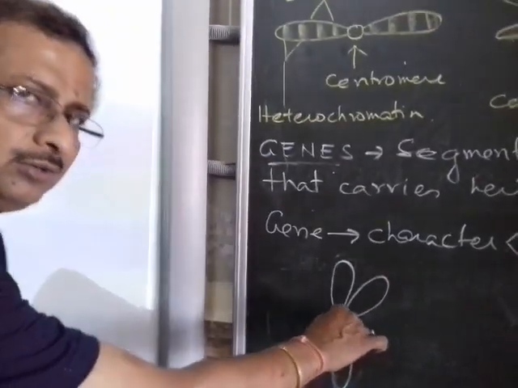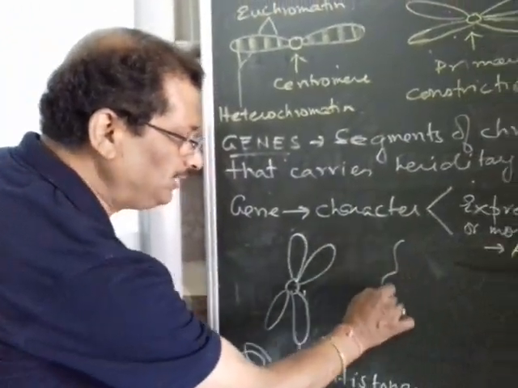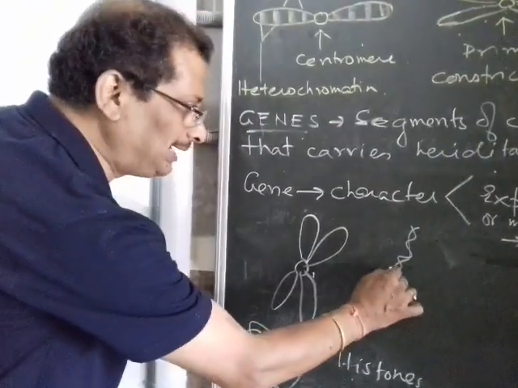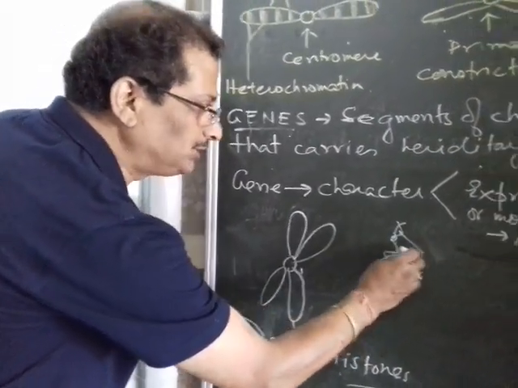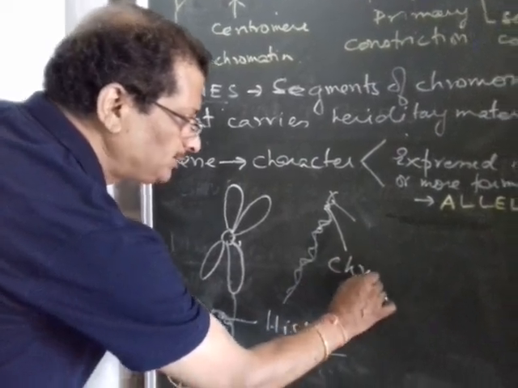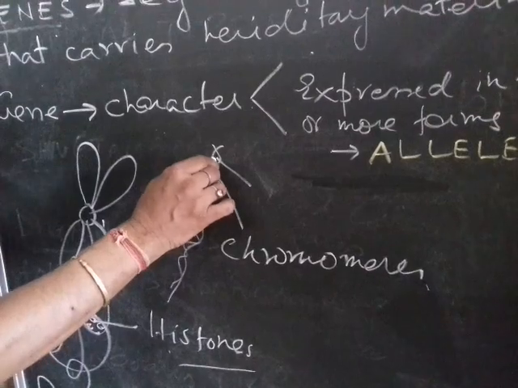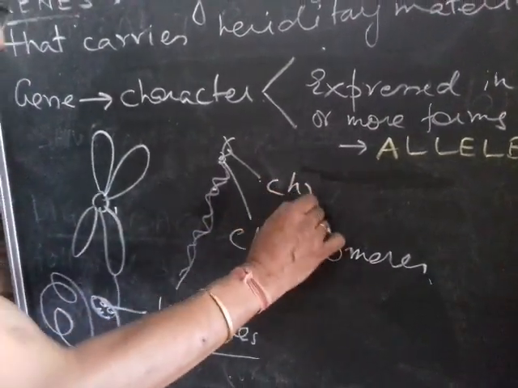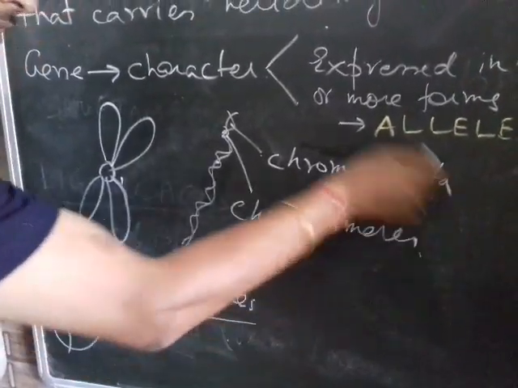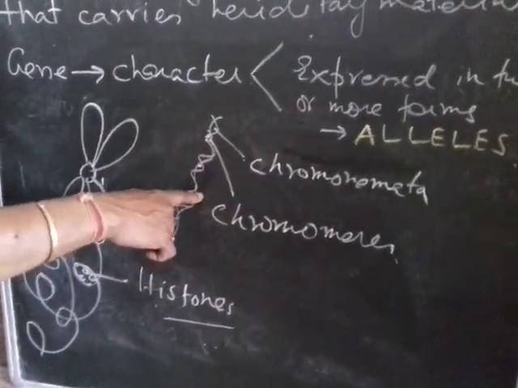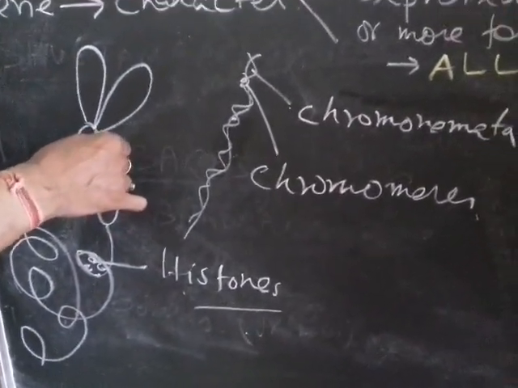But the chromosome is not always as thick. Sometimes the chromosomes are also found in the form of fine thread-like structures like this and beaded structures. These beaded structures are called the chromomeres, and these fine thread-like structures are called chromonemata. Like in prophase, early prophase, they look like thread-like structures, but if you see in the metaphase stage, they will appear thick like this.